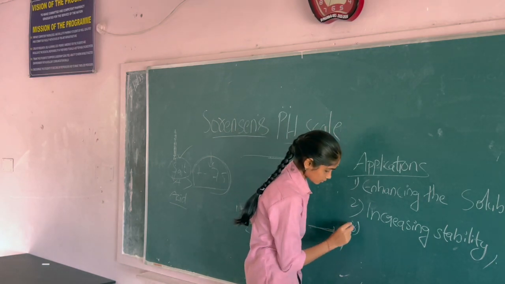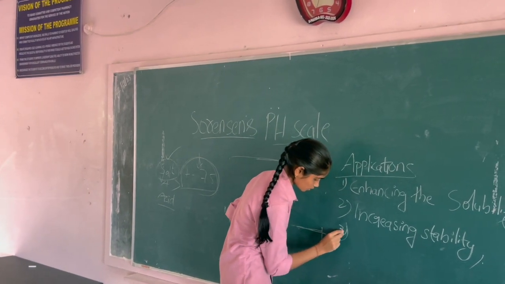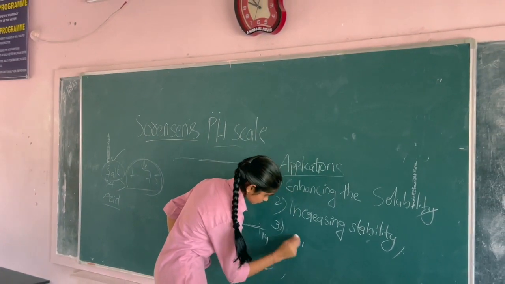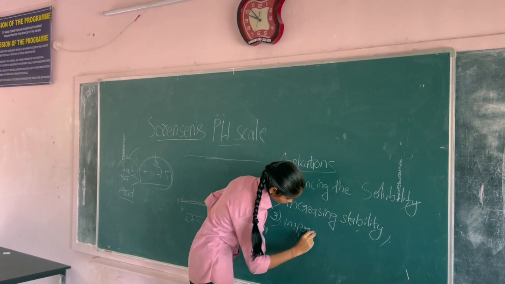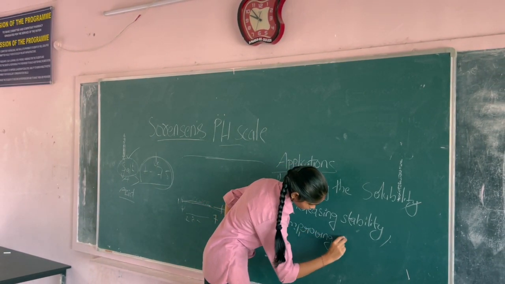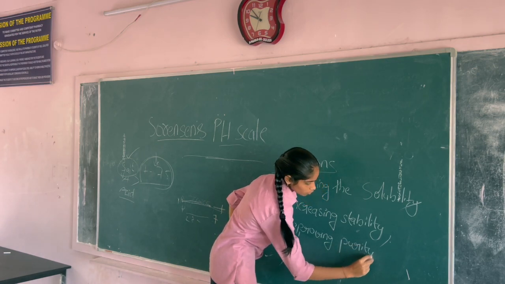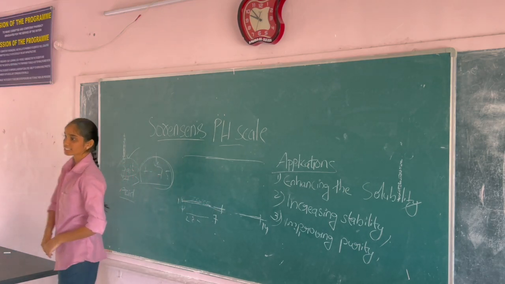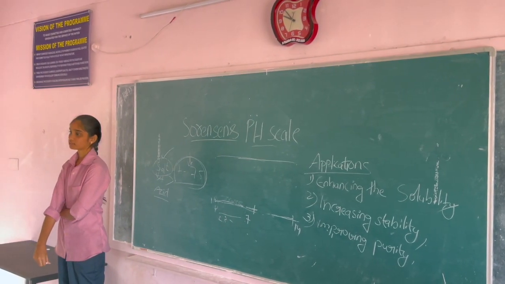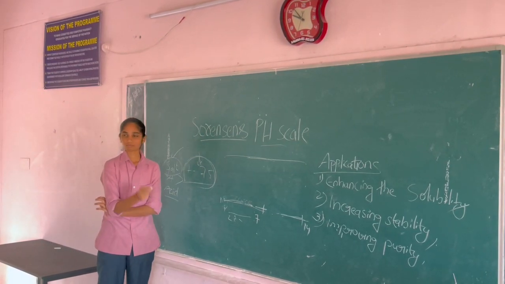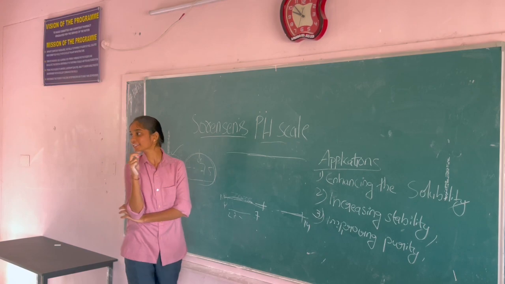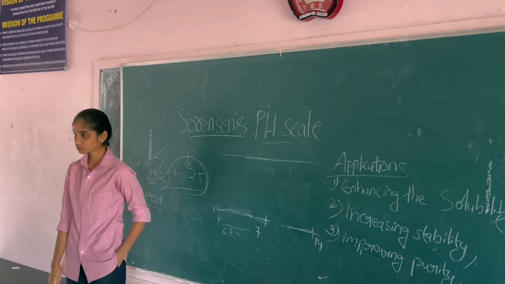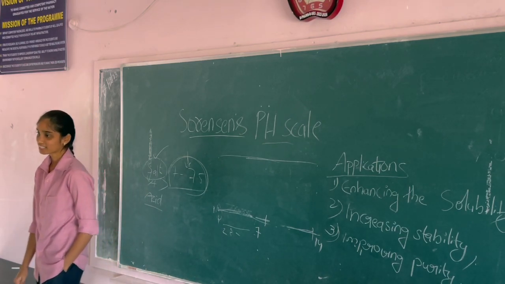And the third one is improving purity. By pH we can improve the purity of substances. Proteins are made up of what? Amino acids. Did you hear about amphoteric compounds? What is meant by amphoteric compounds? Amphoteric.